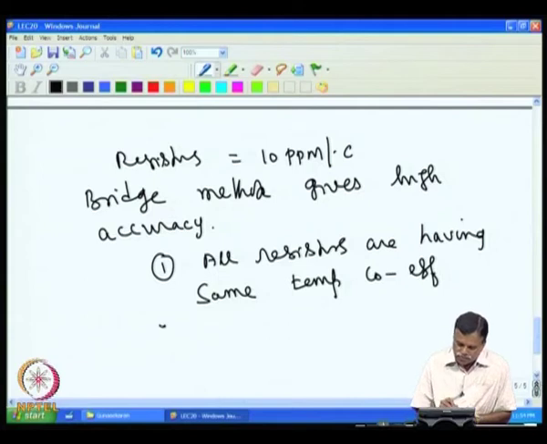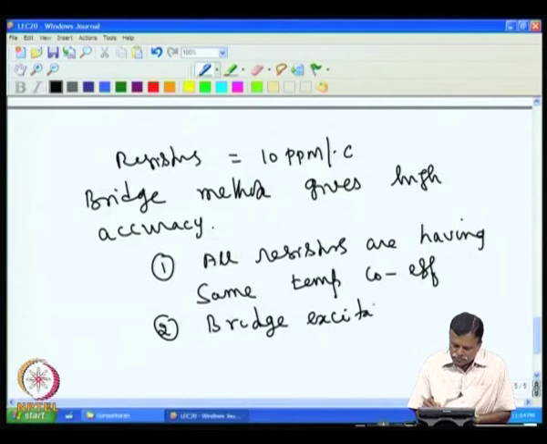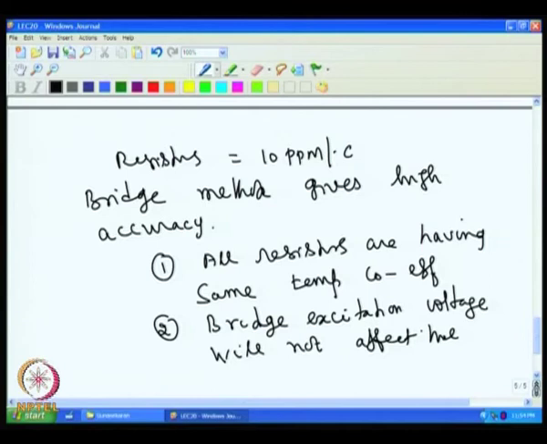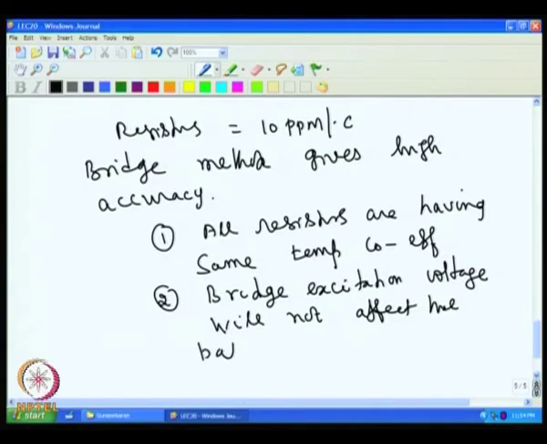Then the second one is the supply voltage, the bridge excitation voltage. The bridge excitation voltage will not affect the balancing point. Because of these two reasons, the bridge method is very accurate.